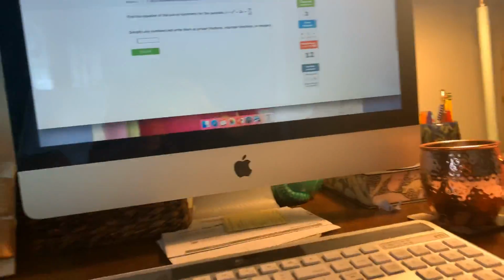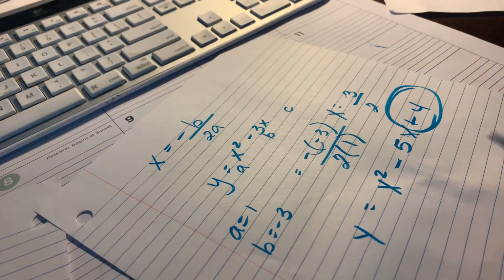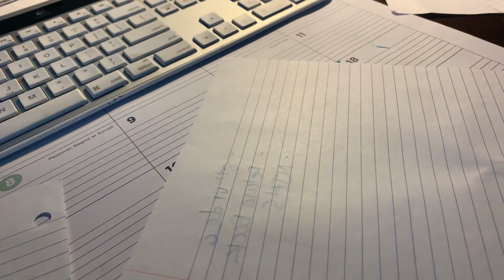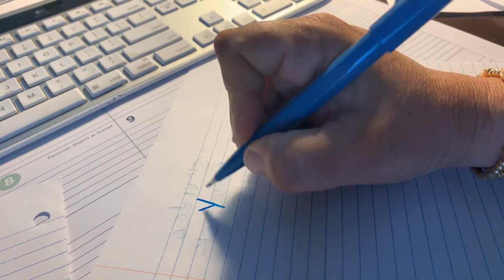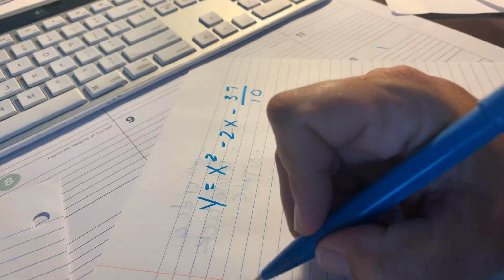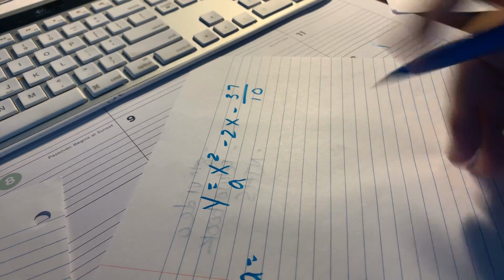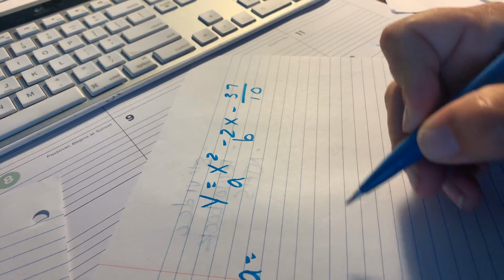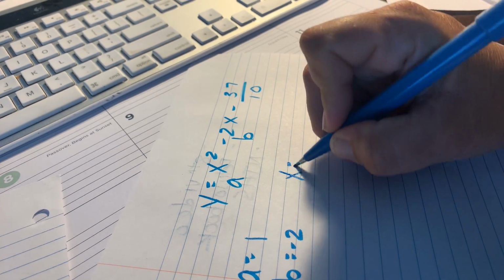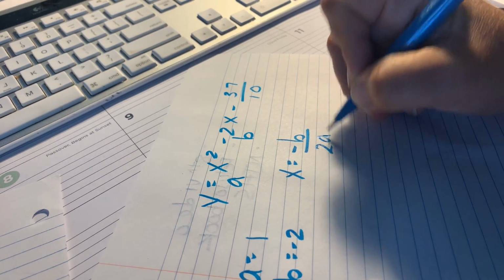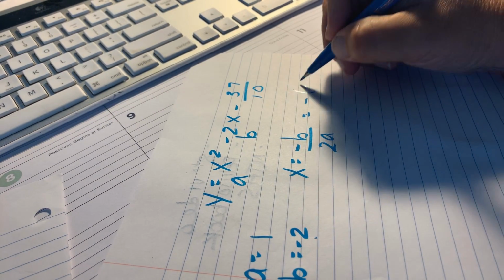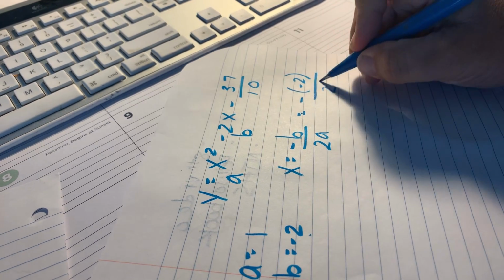So now the axis of symmetry again. So now I know that I'm going to put x equals. So the equation that I've been given, a is the number that's in front of the x squared, and b is the number that's in front of x. So a is 1 and b is negative 2. So x equals negative b over 2a. So that would be negative 2 over 2 times a, which is 1.